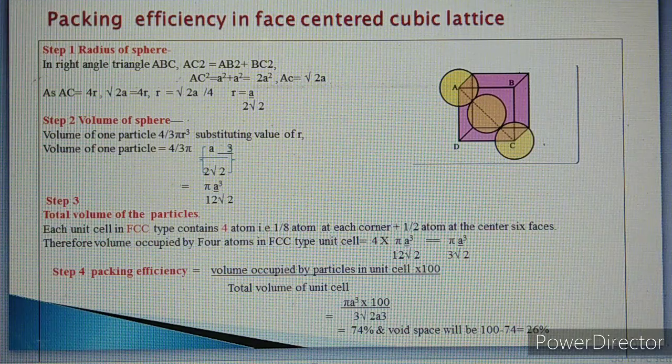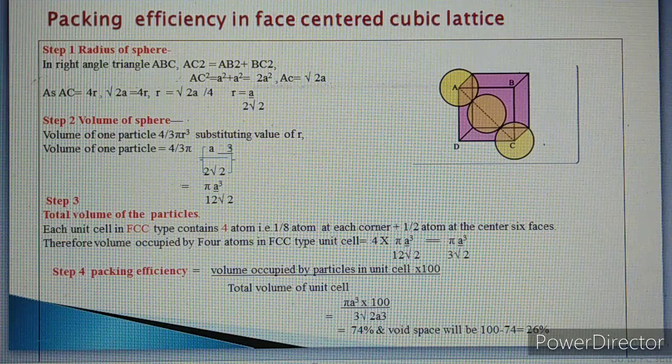See, in right angle triangle ABC, AC square is equal to AB square plus BC square according to Pythagoras theorem. So AC square is equal to addition of side square, AB square plus BC square. AB is equal to a, BC is also a, its square. So AC square is equal to a square plus a square. That is AC square is equal to 2a square. So what is square root for that? AC is equal to root 2 a. Square root of 2 into a.